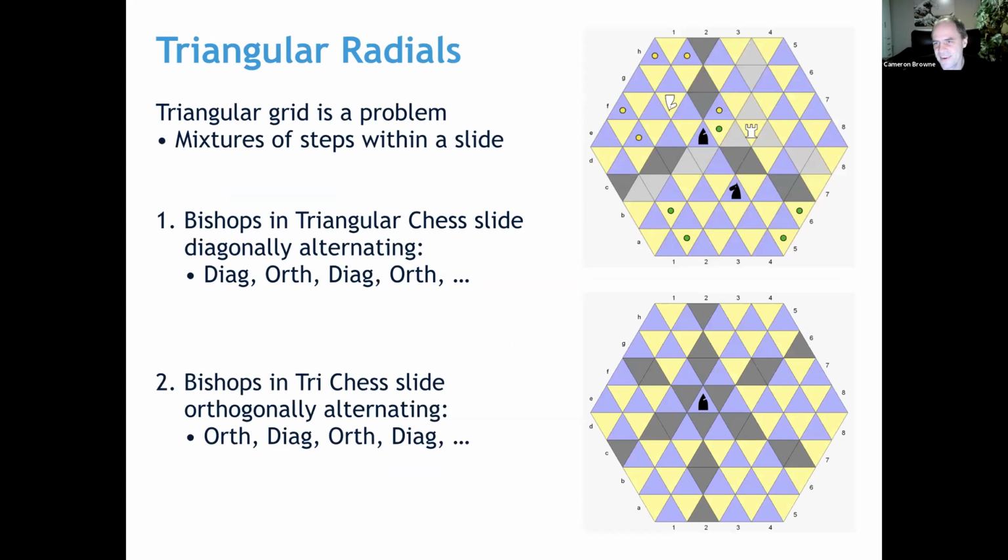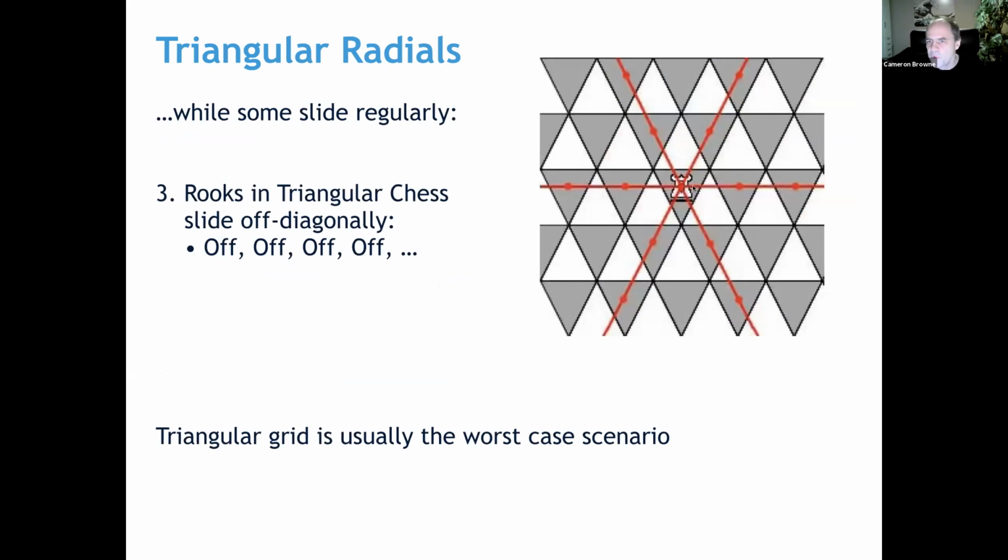The triangular grid is actually a bit of a pain. There are many ways to define diagonal slides on this tiling. For triangular chess, we have diagonal, orthogonal, diagonal, orthogonal. For tri-chess, we have the opposite. We have orthogonal, diagonal, orthogonal, diagonal. And some moves also slide through the off diagonals. So generally, the triangular grid is the worst case for any game. And whenever we want to test some rule set, this is the test case we try first.